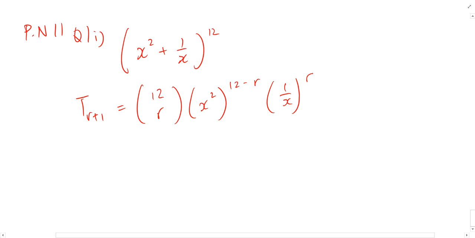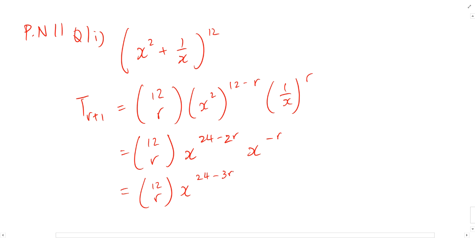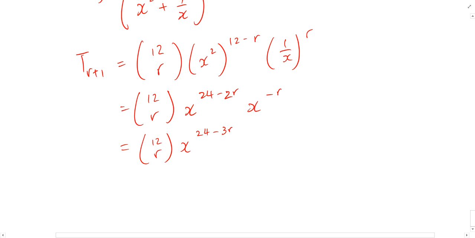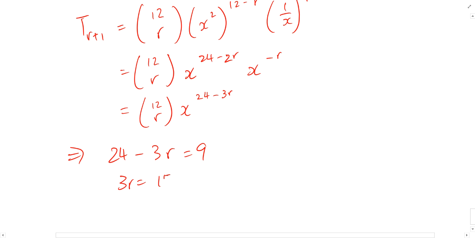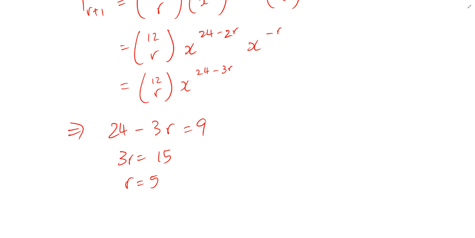I want x to the power of 9. So I need to group all my x terms together. 12 choose r, x to the power of 24 minus 2r, x to the power of negative r. Do you guys have this? So I guess and check? Guess and check, 0 marks. So what is the power over here supposed to be? 9. Power is supposed to be 9. Therefore, 24 minus 3r must equal 9. 3r must equal 15. r equals 5.